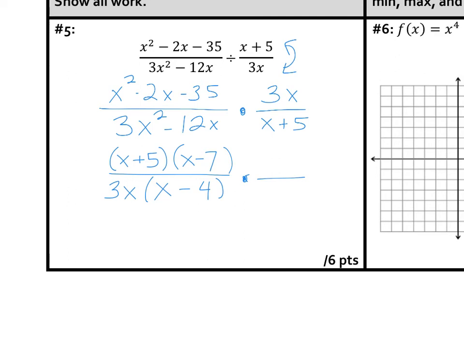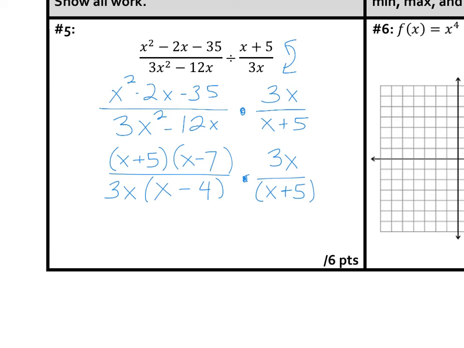In our second fraction, 3x does not factor at all, so we just have a 3x. And the denominator, x plus 5, again does not factor. There's no GCF, and then there's no x squared, so it's not like we can do a shortcut method. Okay, so I just put the x plus 5 in parentheses so that can help us cancel.